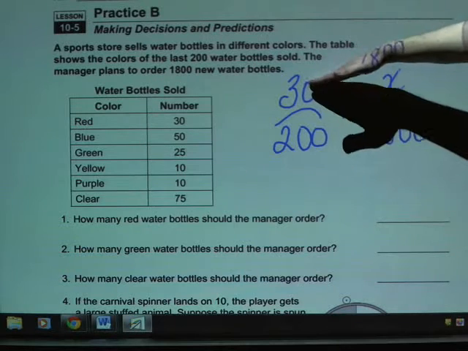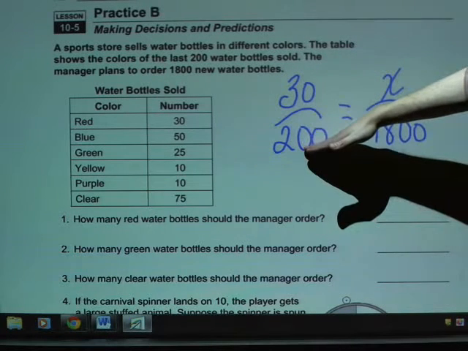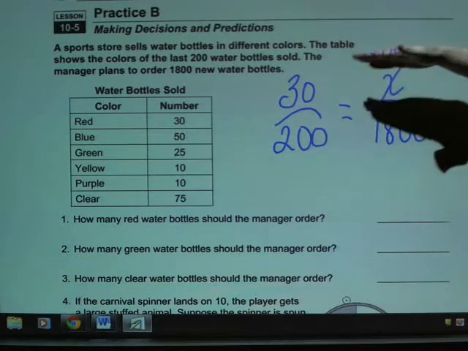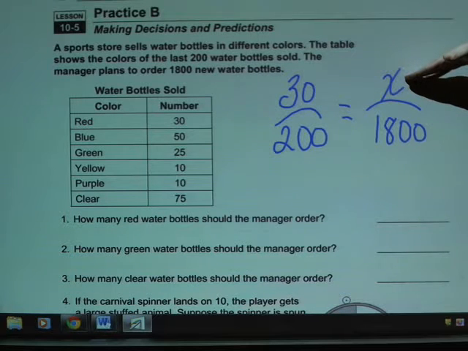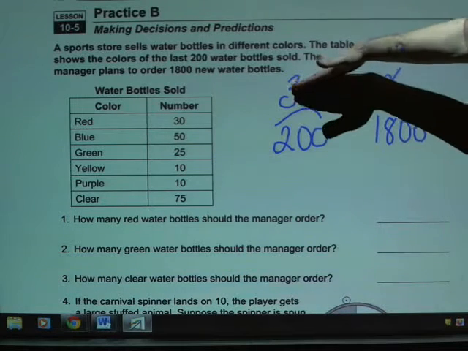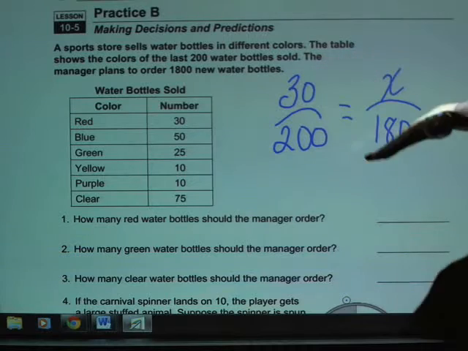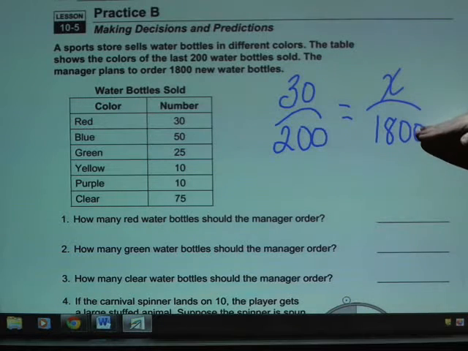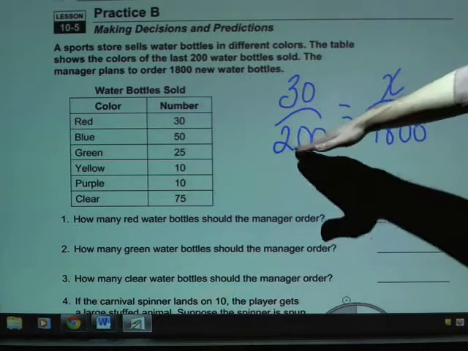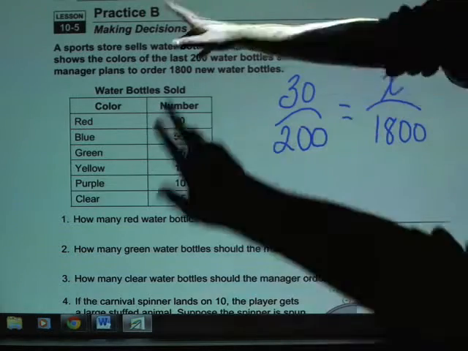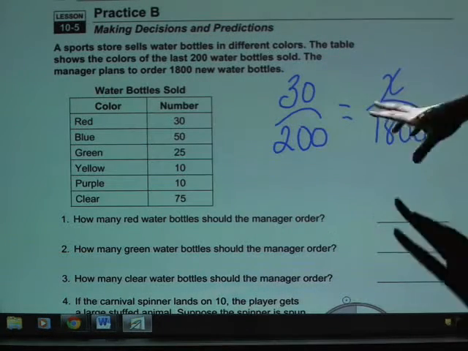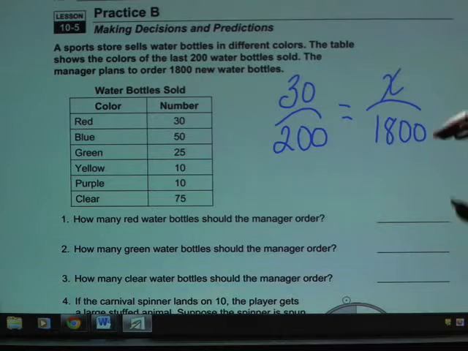This is the number of red water bottles. This is the total number of water bottles. This is how many red water bottles I'm going to order. Well, remember, what was this over here? The number of red water bottles. This is the total number of water bottles. Well, what was this? The total number of water bottles based on the table. So the ratios are set up the same way. Reds on top, totals on the bottom.